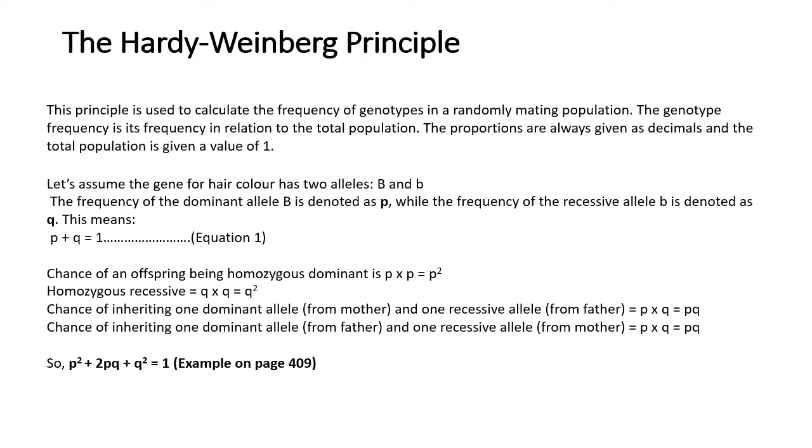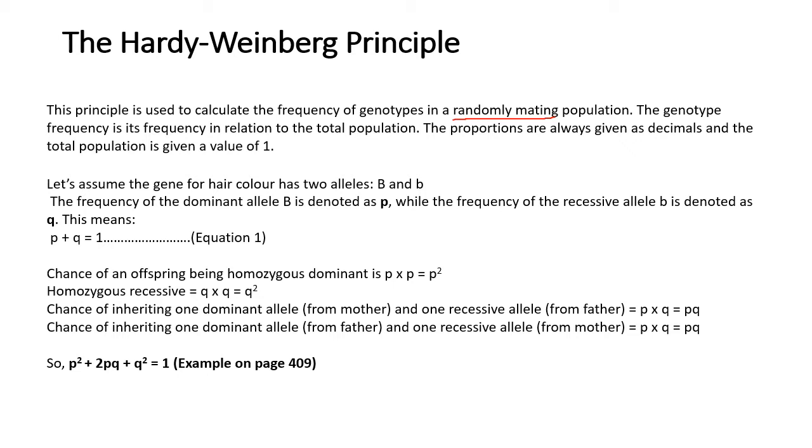Okay, so the Hardy-Weinberg principle is used to calculate the frequency of genotypes in a randomly mating population. And this is very important when we say randomly mating. It's not used whenever you have a population whereby mating is not random, which means mating is orchestrated. It has to be random mating amongst the population that allows the genes to mix with each other as much as they can. And usually the frequency is in relation to the total population. So what is usually done with Hardy-Weinberg is that the population is represented as a number of one, everything sums up to one, and the different alleles will then be denoted in decimals that lead to that value of one.